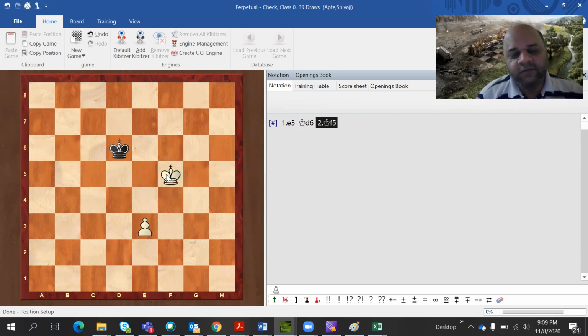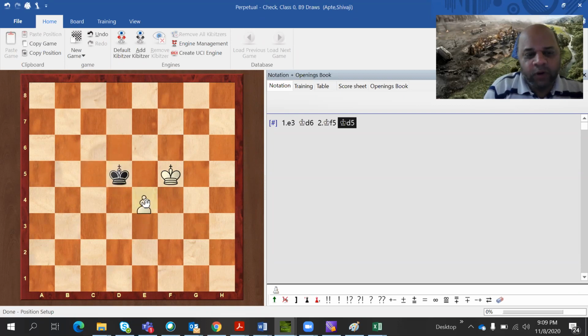King d5, then pawn e4. If king d4, it's done. Then the pawn will run through. What about king c5? That is also not a problem, because the white king will further come up in front of the pawn, and now there is no chance. What do you play?